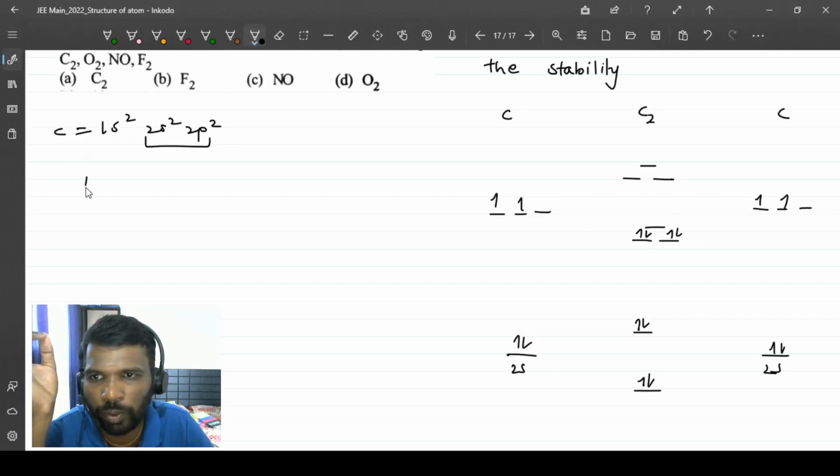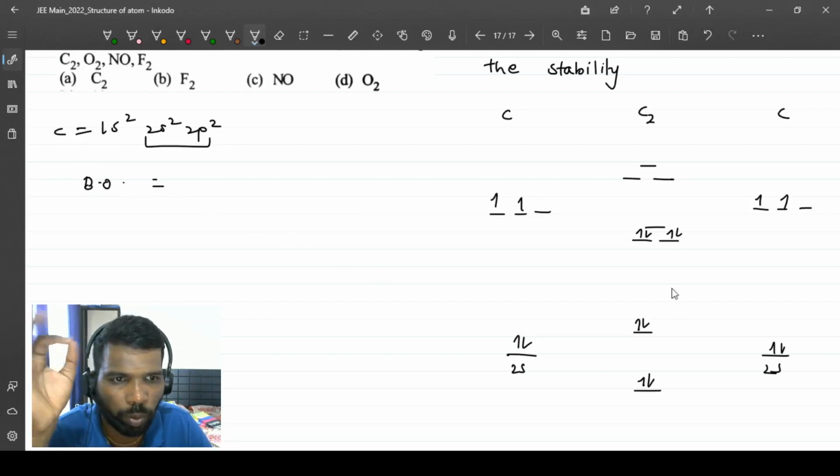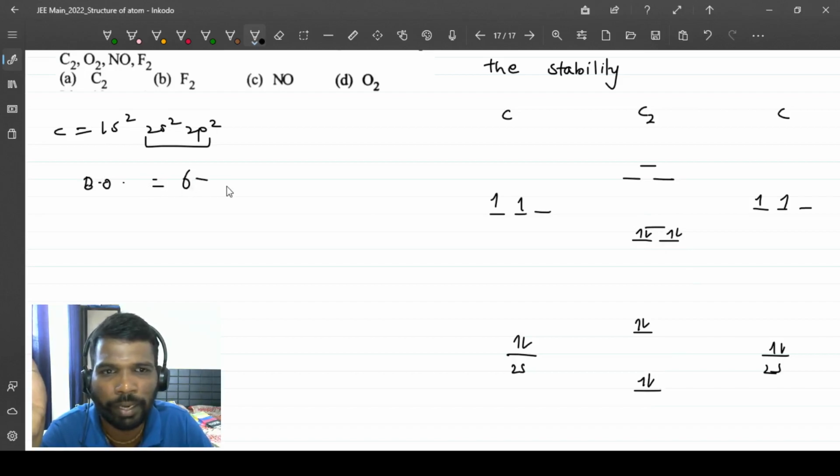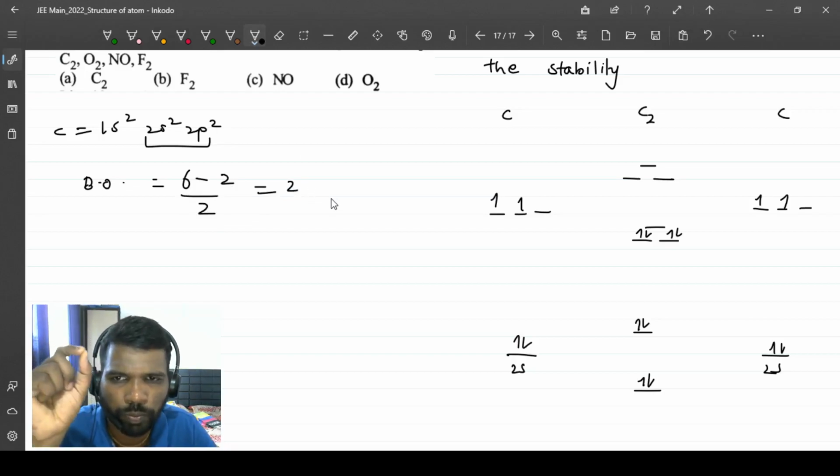Bond order, we have to calculate the bond order of this. For this, it will be electrons in the bonding; 1s will be there, but bonding and anti-bonding are the same in 1s, so let's not consider that, it will neutralize anyway. So bonding there are 2 and this 4, so it is 6, minus anti-bonding 2, divided by 2, so it will be equal to 2. So the bond order over here will be 2, right?